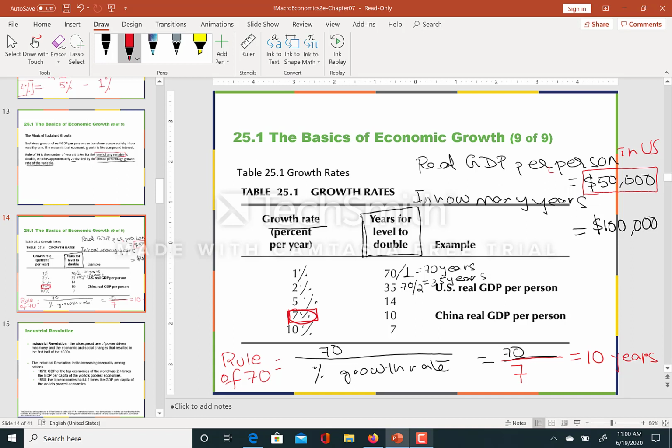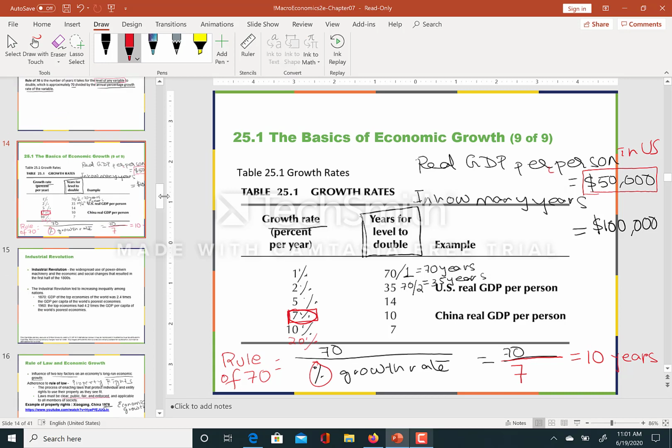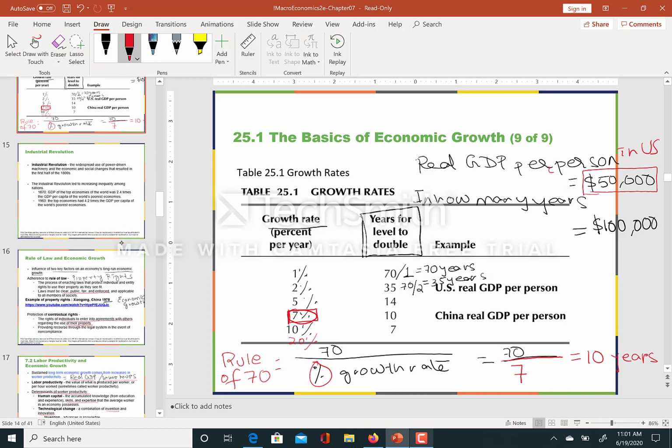It can be any number here. I can take 5%, 10%, 1%, 2%. I can even take 20%, 30%. The only key is to divide 70 by the percentage growth rate. Do not use the percentage sign. If you do, it will mess up your calculation.